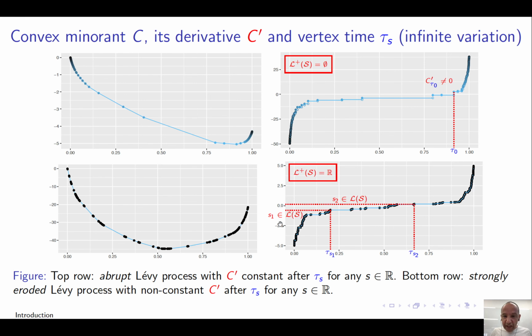So for every slope I pick, I look at the derivative at that level. The first time I look at the vertex time at slope S1, that's real time, and I look at the derivative immediately after, and the process touches the convex minorant infinitely many times. And then the question of how it grows is relevant.